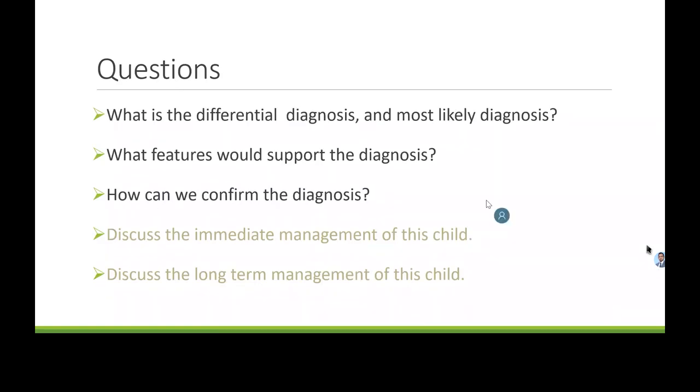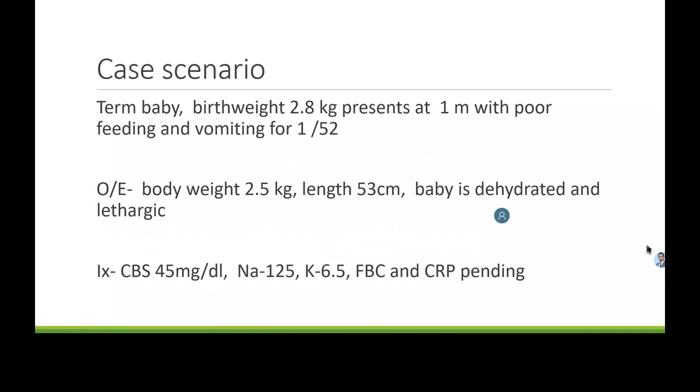So I'd like you to consider these questions. What is the differential diagnosis or the most likely diagnosis you would consider in this baby? And we have given a very vague presentation, very vague history. What key features would you actively look for to support any of your differential diagnosis or the most likely diagnosis? And how can we confirm this diagnosis? And afterwards, we will next look at the immediate management and the long-term management of such a child. But for now, let's concentrate on this baby and what would be your differential diagnosis.